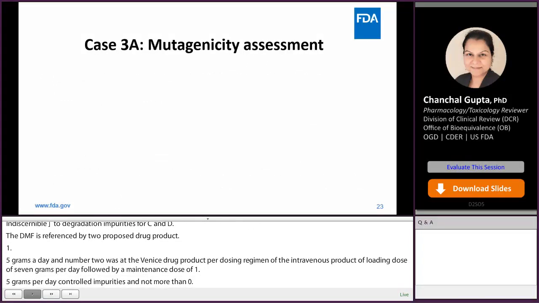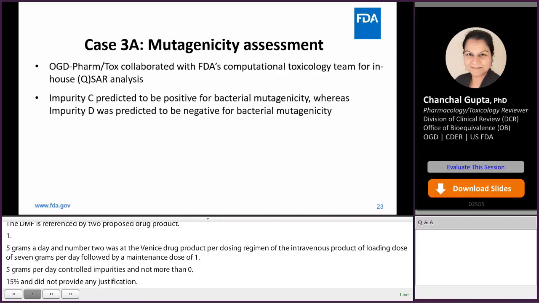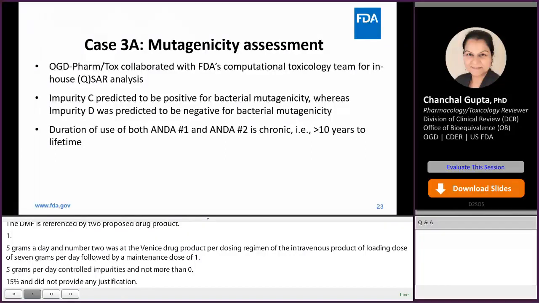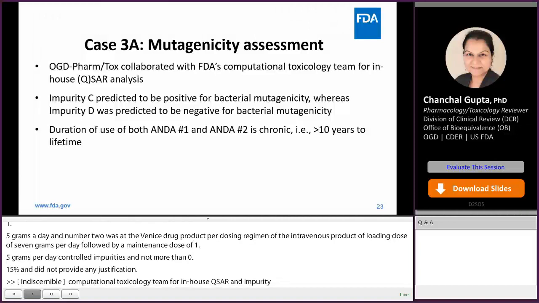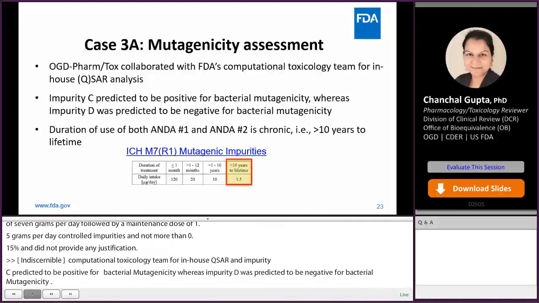OGD-Pharm first evaluated the mutagenicity of impurities C and D. We consulted the FDA's computational toxicology group who conducted an in-house QSAR analysis. Impurity C was predicted to be positive for bacterial mutagenicity, whereas impurity D was predicted to be negative for bacterial mutagenicity. Duration of use of both ANDA 1 and ANDA 2 were chronic. Therefore, the TTC to control mutagenic impurities is 1.5 microgram per day.